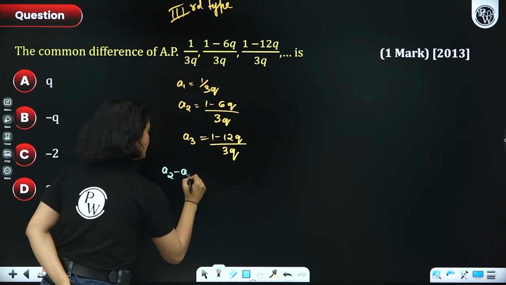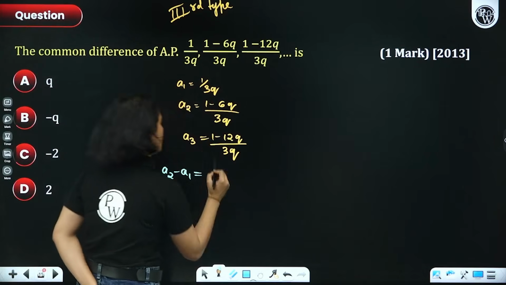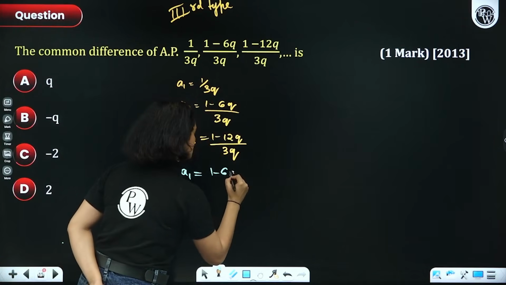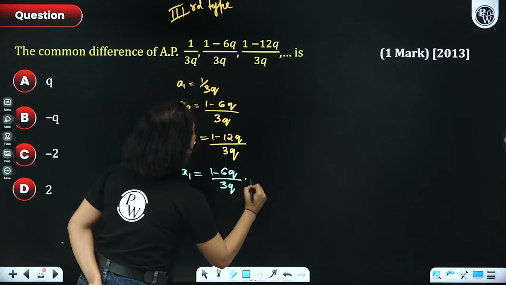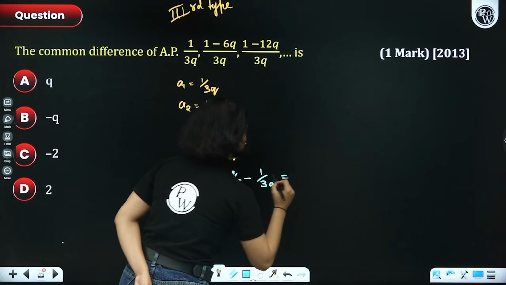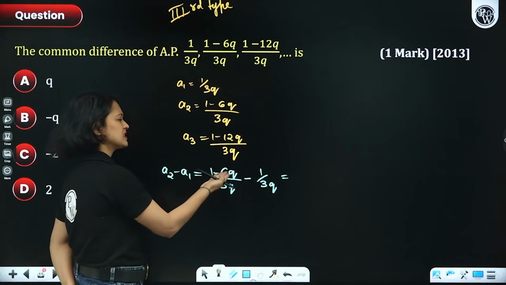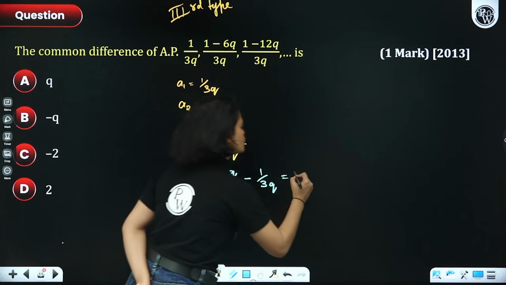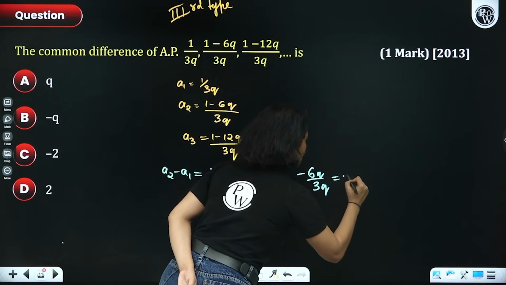A2 minus A1. Okay. So, A2 minus A1 would be what? Let's see. So, 1 minus 6q over 3q minus 1 over 3q. Right? So, once you do this, what do you get? So here denominators are already same. So 1 minus 6q minus 1. So you will get minus 6q over 3q. This is what you will get. So finally you will get minus 2 as the answer.